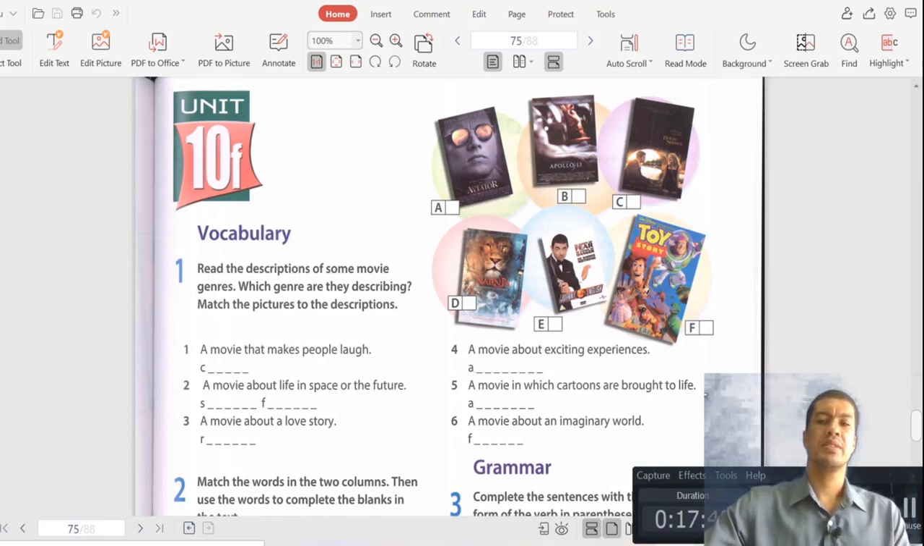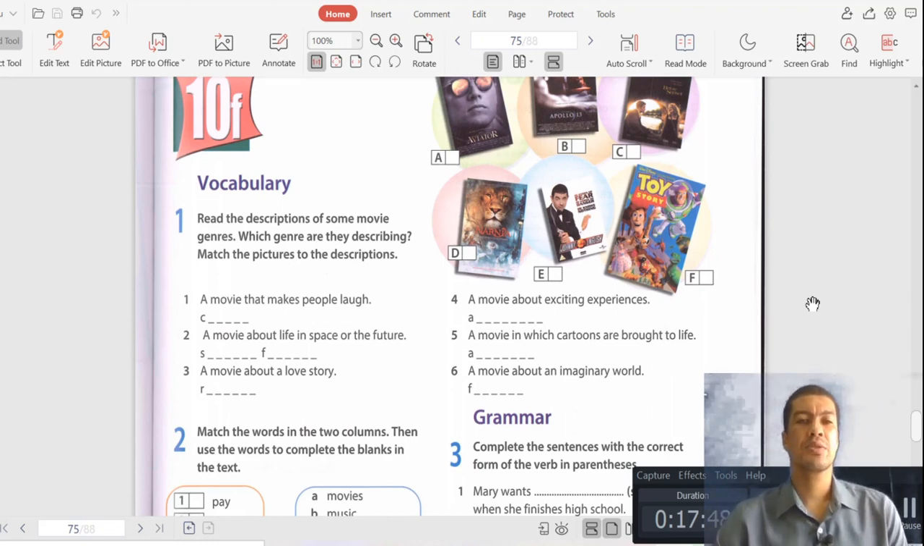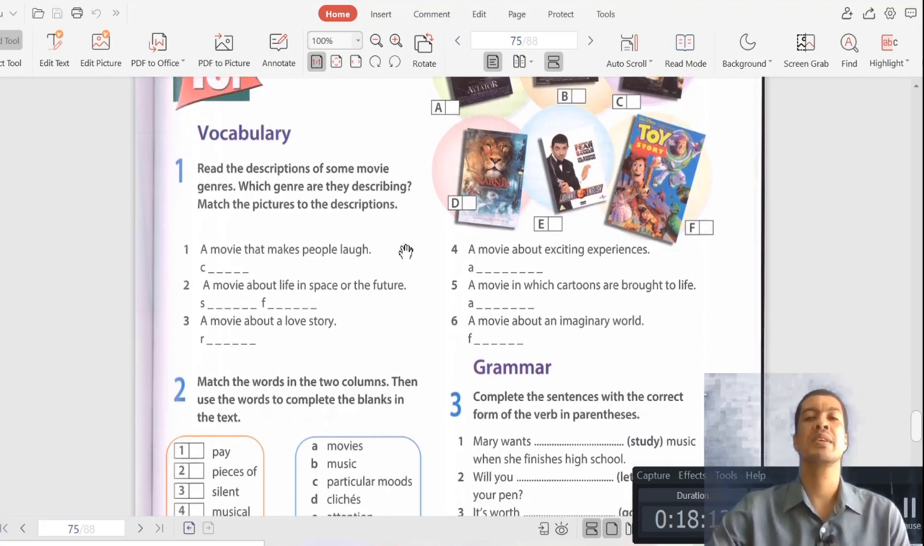Okay, let's go on to unit 10F, and the first part that we're looking at is vocabulary. Right, so read the descriptions of some movie genres. Okay, genres simply means different types. Which genre are they describing, and match the pictures to the descriptions? Which genre are they describing, or which category, or which type, if I can put it in more simple terms for us to understand.